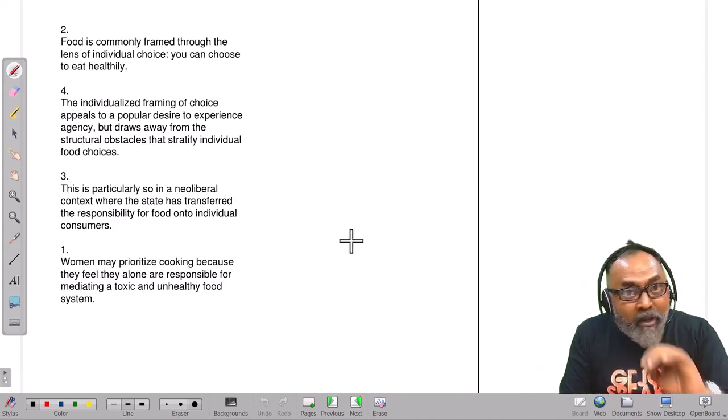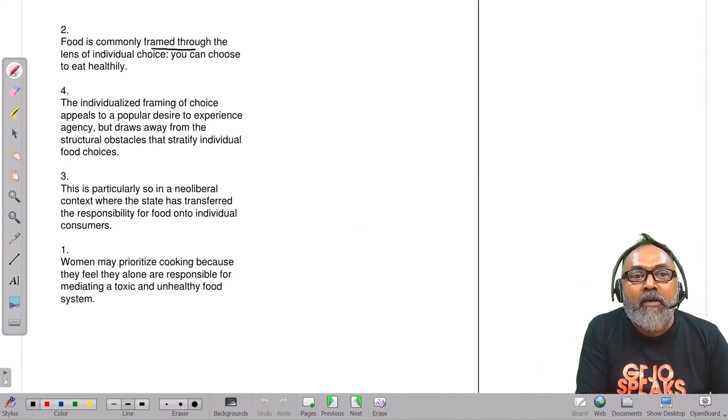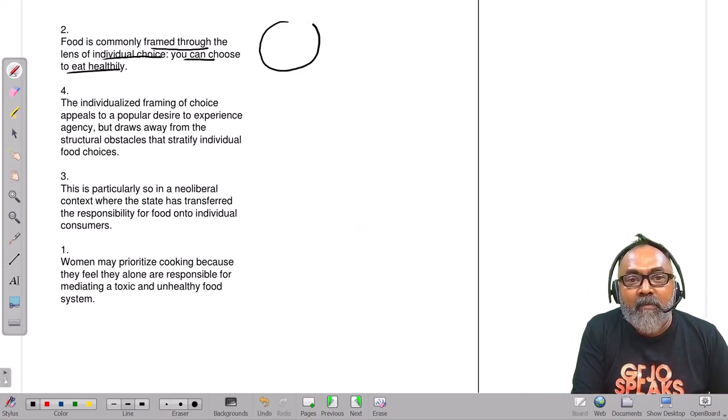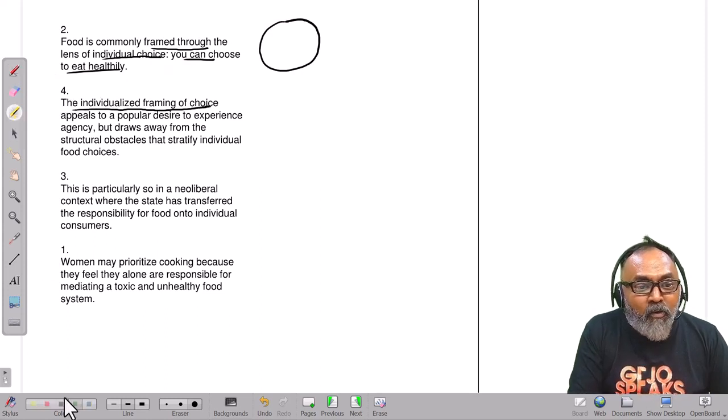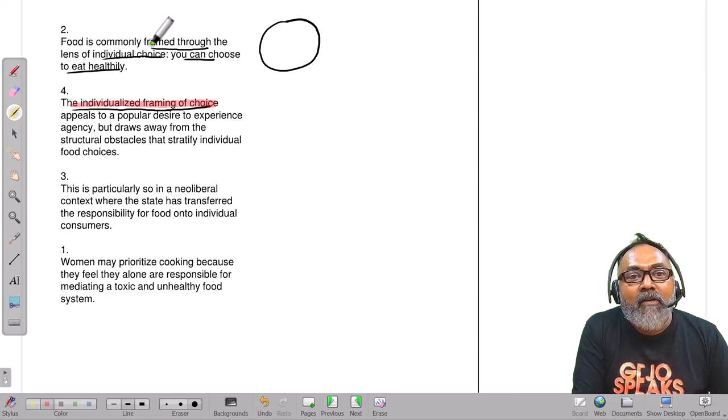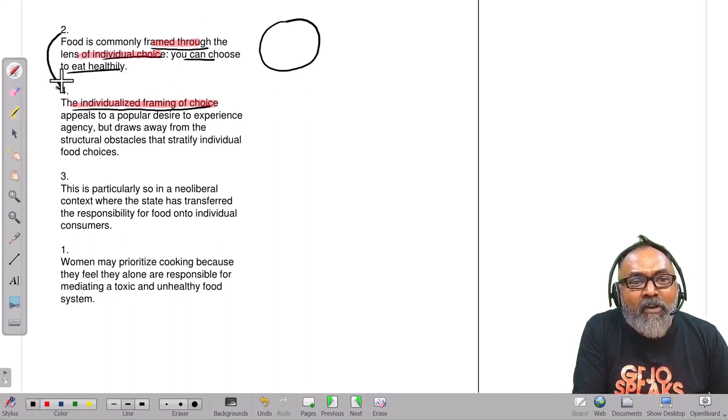Okay, where is the conversation starting? Food is commonly framed through the lens of individual choice. You can choose to eat healthy. The individualized framing of choice. There is an echo, a clean echo. The individual framing of choice. Okay, framed through the lens of individual choice. Clean. I think that is enough for me to say there is a 2-4 block.